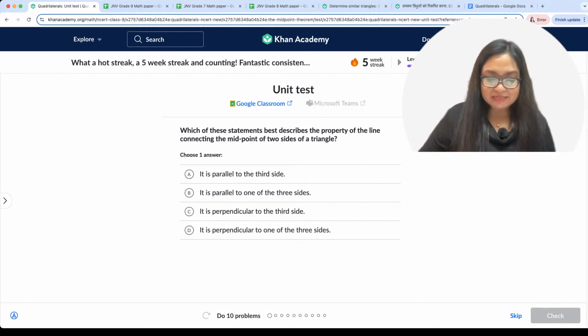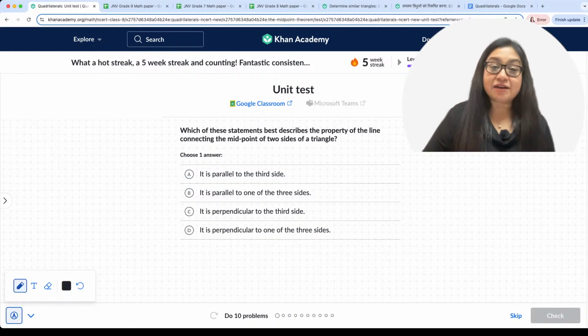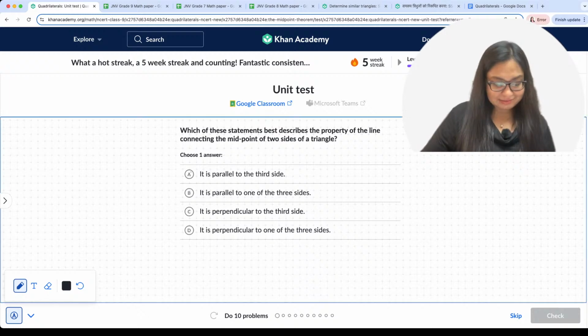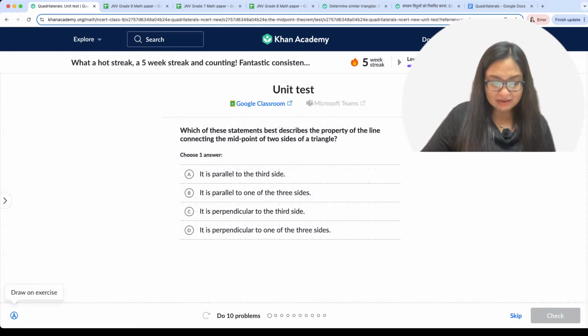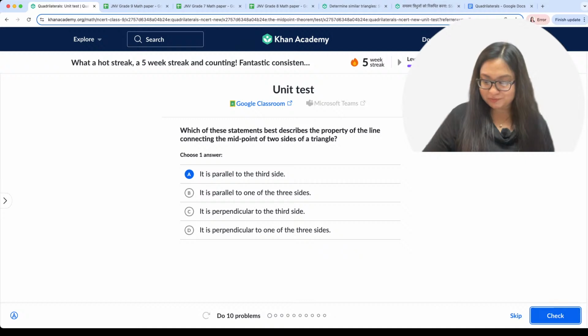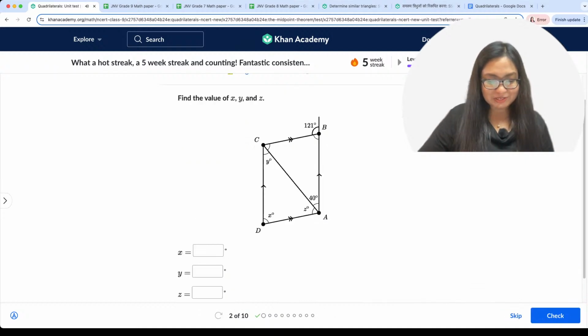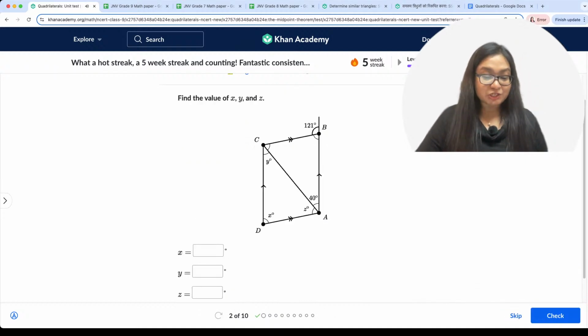Which of these statements best describes the property of the line connecting midpoint of two sides of the triangle? Line connecting midpoint of the two sides of the triangle is parallel to the third side. Yes, it is parallel to the third side. So go for a check. Awesome, that's good.